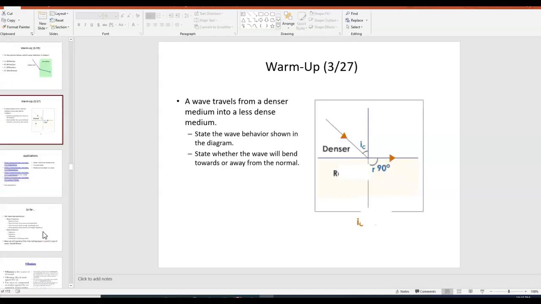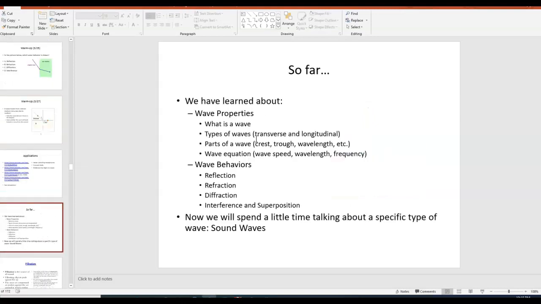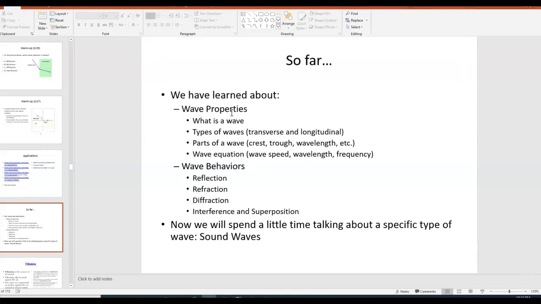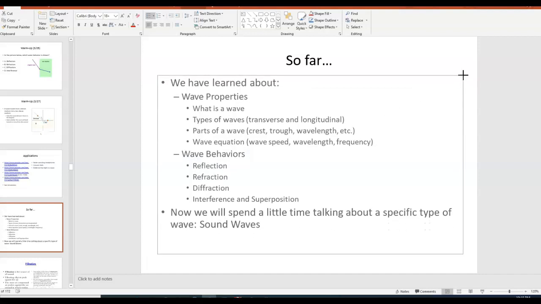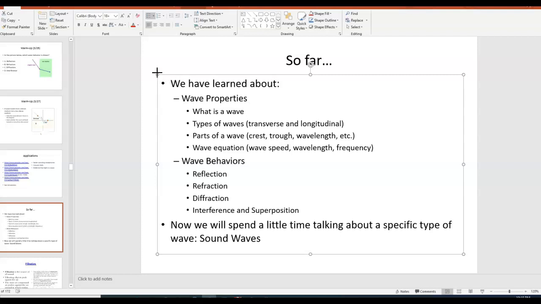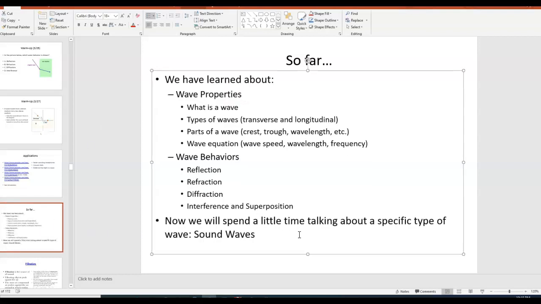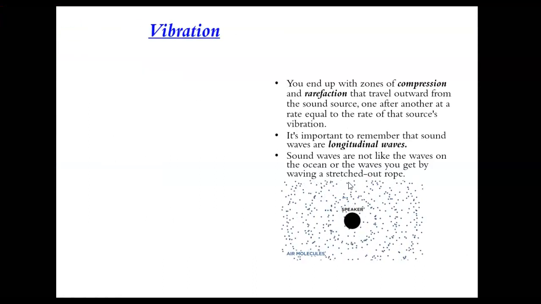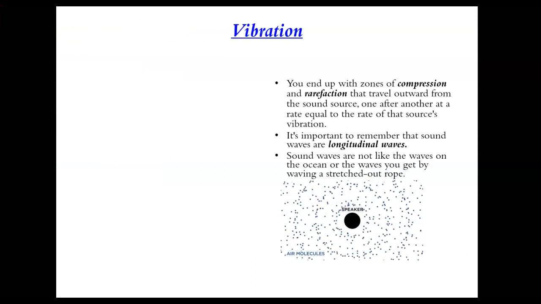Okay, so this slide is just kind of a review of the things we've talked about before. We talked about wave properties, what is a wave, types of waves, parts of a wave, the wave equation, and then the different types of wave behaviors. Okay, so we're going to talk about sound waves today. And sound waves are a specific type of wave.